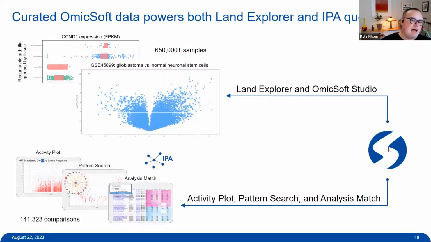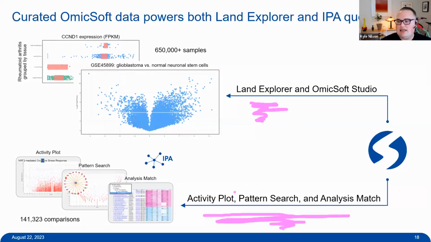Finally, I mentioned the curated omics data because it's also available from within IPA. First, for OmicsSoft, if you have access to Land Explorer, you can open that up from IPA, and I'll show you how to do that, to look for changes in expression across tissues, across diseases. You can also look at all of these results in our Analysis Match feature, as well as things like pattern search and activity plot.